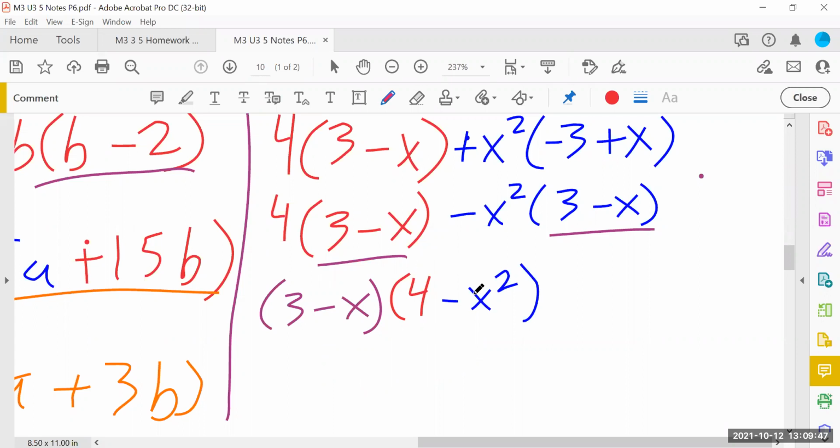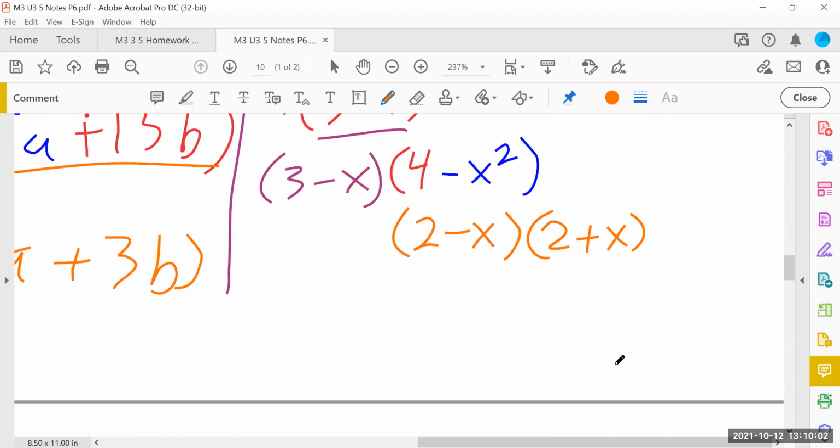All right. So last bit here. This 4 minus x squared. I can just go straight to 2 minus x times 2 plus x. Does that make sense? It's kind of backwards from what we're used to, but it would work. That still is factored correctly.